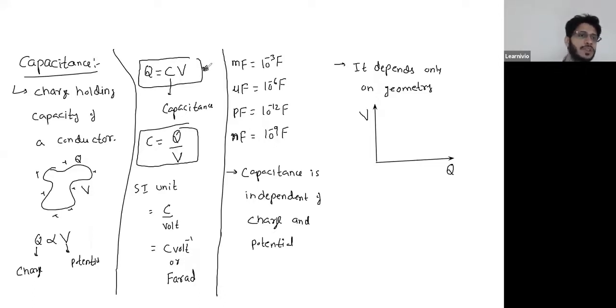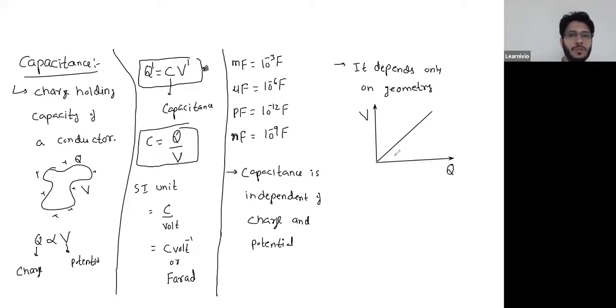Just by looking at this equation, can you guess the nature of the graph? Straight line, parabolic, circular, hyperbolic. So, Fatma, can you guess the nature of the graph, Q versus V graph? Yes, it would be a straight line. Afroza, if the equation is linear, see, the power of Q is 1, V is 1, the equation is linear. The graph would be a straight line.